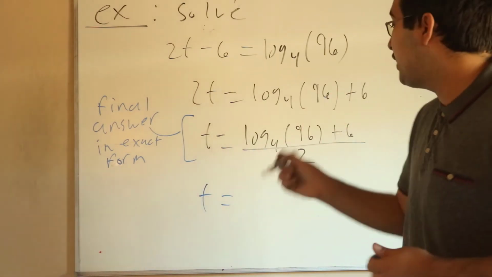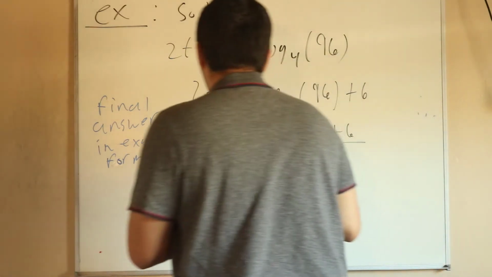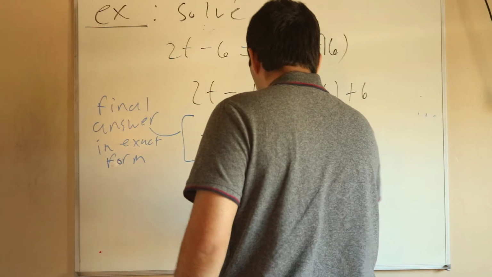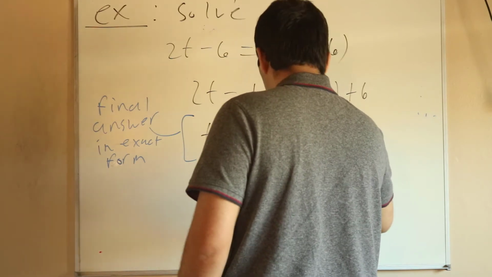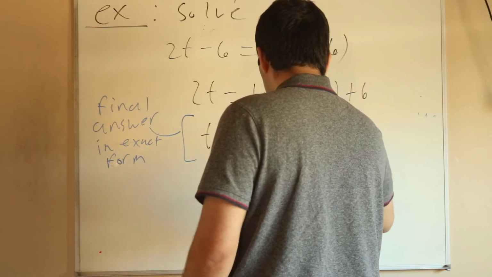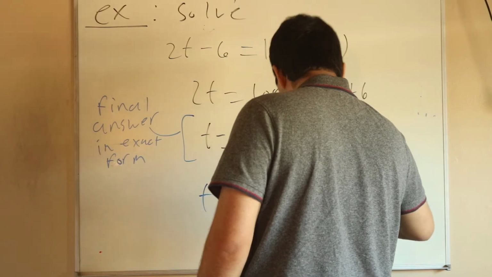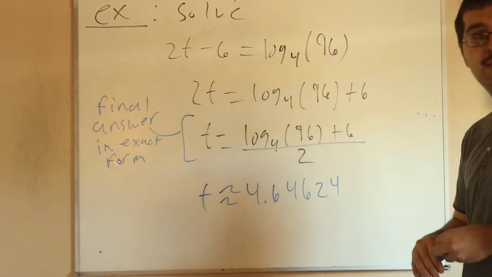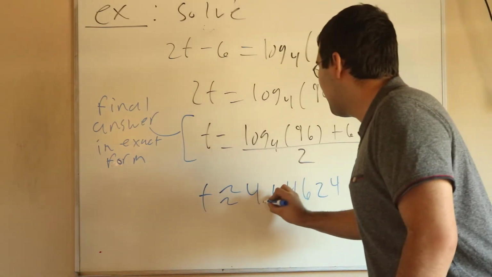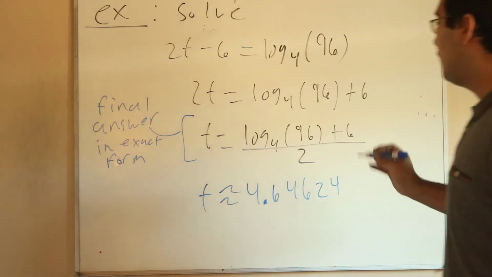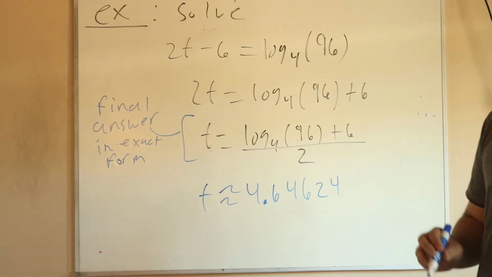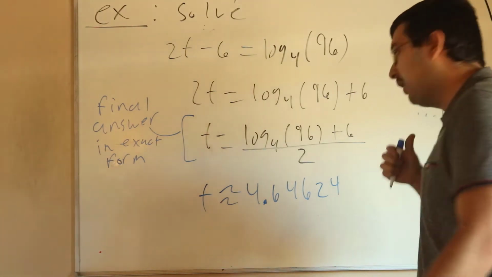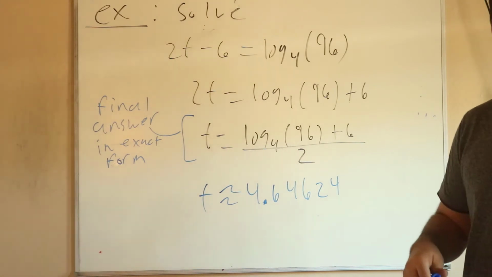Okay, so hopefully you gave it a shot, and the answer that I got was approximately 4.64624. Let's round it to 5 decimal places. Okay, so this is the decimal approximation I got. Make sure that you got the same thing. If not, double check your inputs. And if you still feel you're right, don't automatically assume that you're wrong.